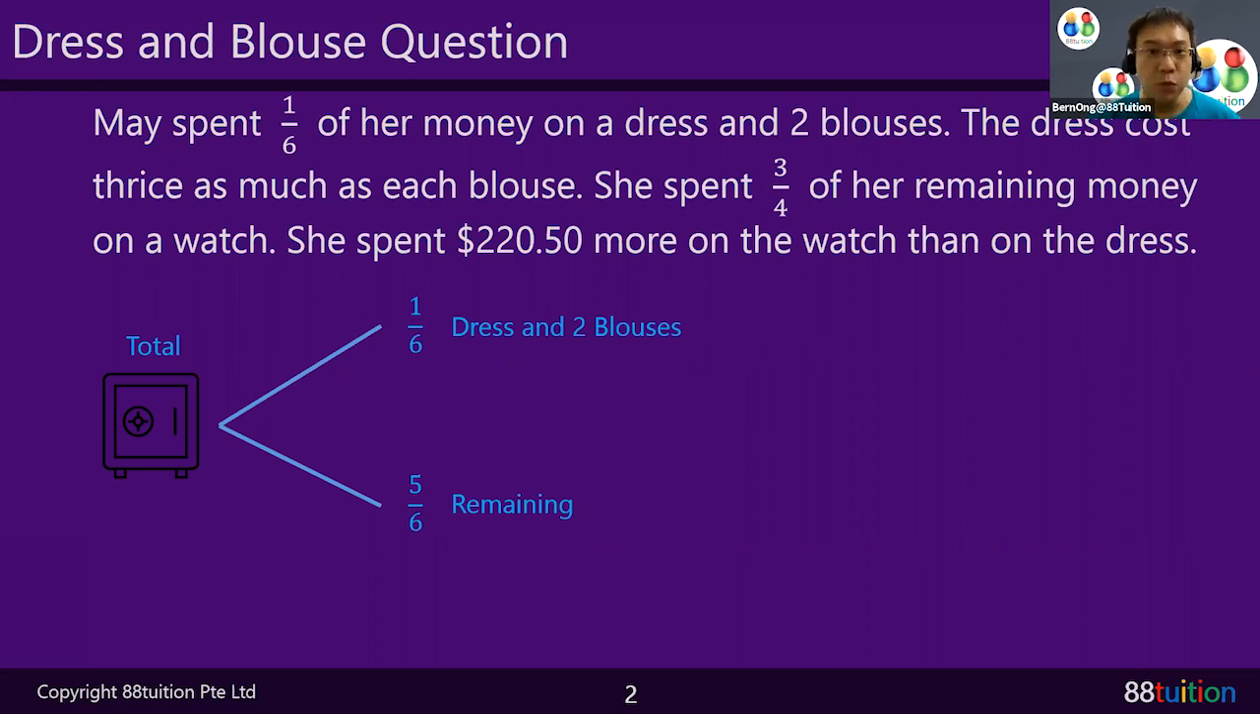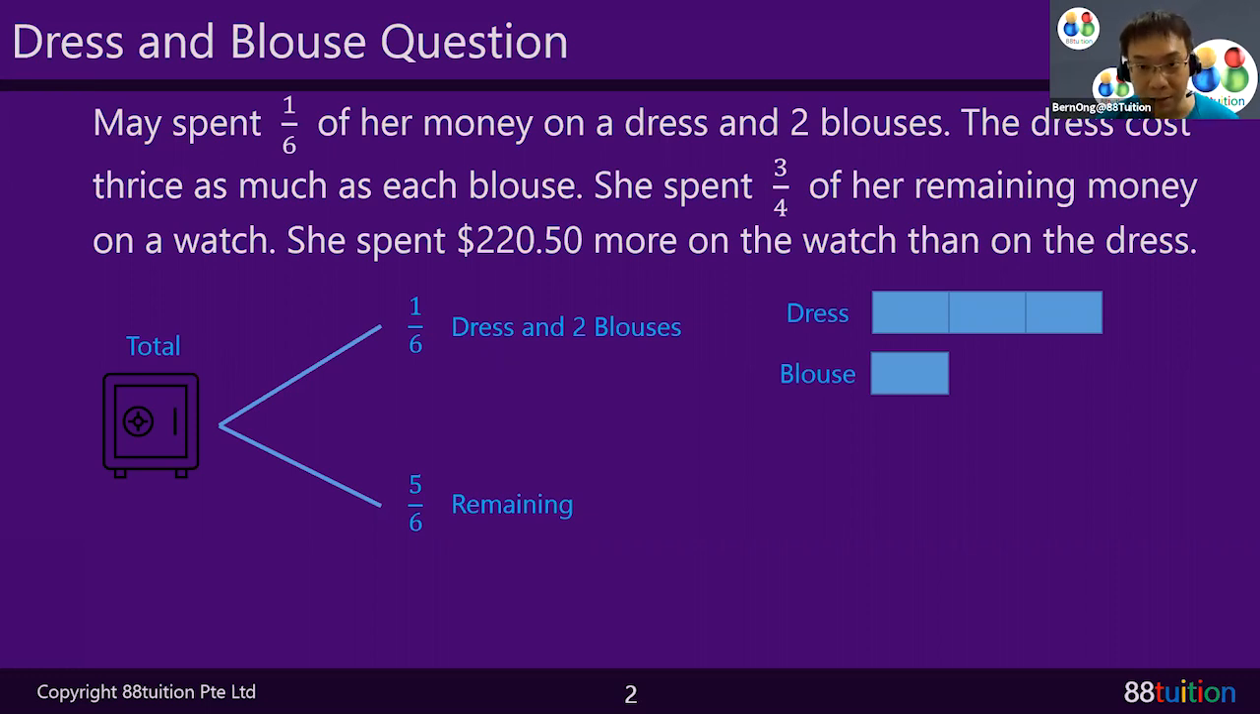Cool? Okay, let's read a little bit more. The dress costs thrice as much as each blouse. Oh, so if we do a diagram drawing, we can compare the dress and the blouse. The dress has 3 units because it's thrice, and 1 blouse is 1 unit. The question says 2 blouses. Can I just add in another blouse? So I can bring a little bit of model diagram into my branching also. The dress and the 2 blouses will give me a total of 5 units.